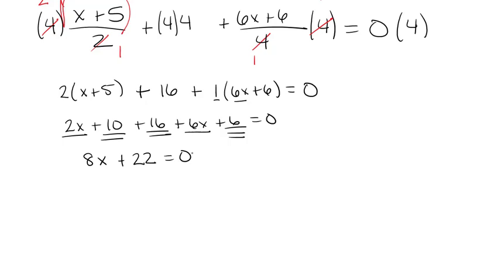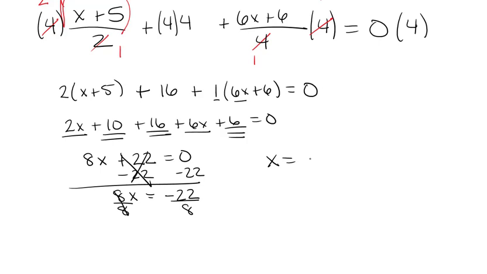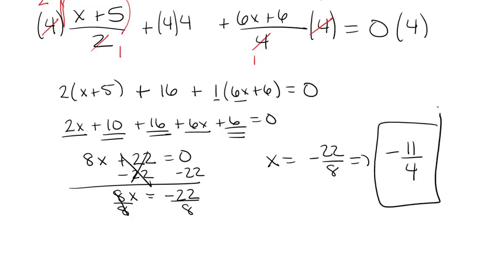Now we need to get x by itself, so we're going to subtract the constant from both sides. On the left-hand side, we're left with just 8x, and that is equal to negative 22. Then we divide by 8 to get x by itself. So x is negative 22 over 8, which can be reduced, as the top and bottom can both be divided by 2, so it's negative 11 over 4. And that would be our final solution.